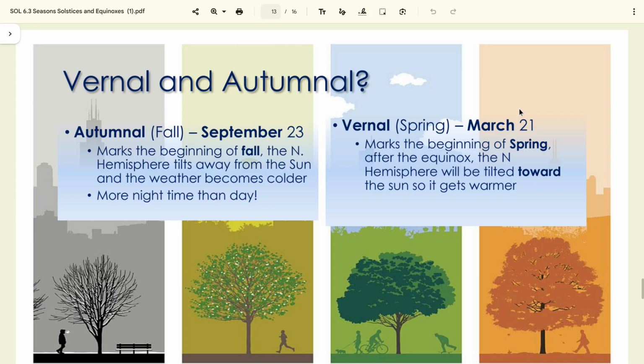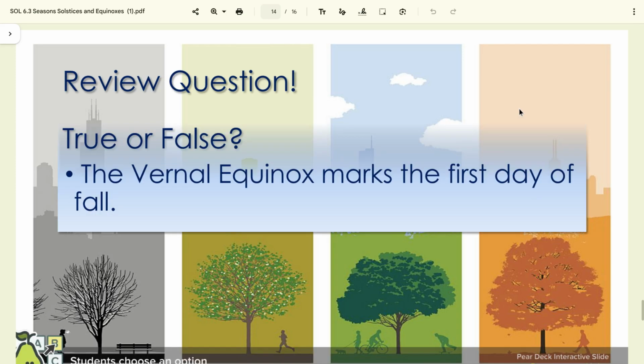The autumnal equinox marks the beginning of fall in the northern hemisphere, and there's more night than day in the fall. The vernal equinox, or the spring one, marks the beginning of spring, and the hemisphere is tilted towards the sun, so it's starting to get warmer. You notice there's one special day per season: a fall equinox, a winter solstice, a spring equinox, and a summer solstice. So there's a special day for each season.